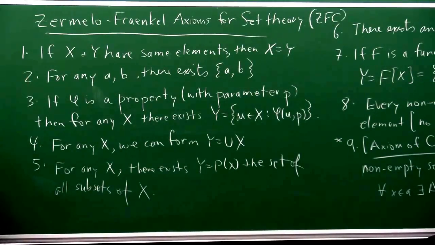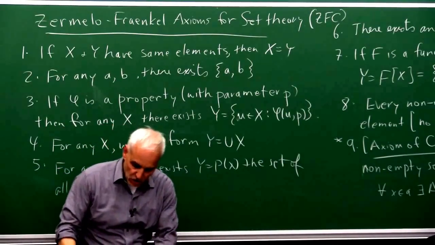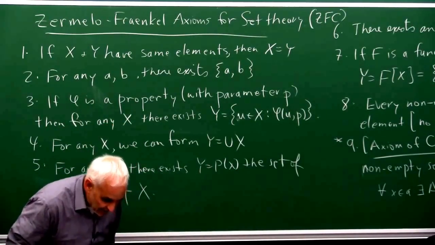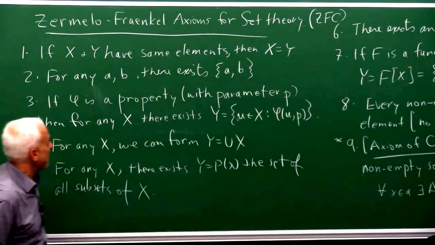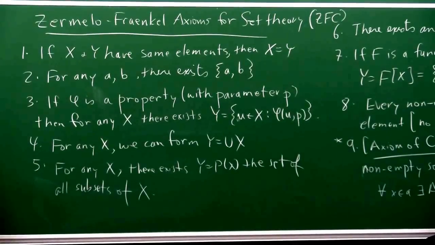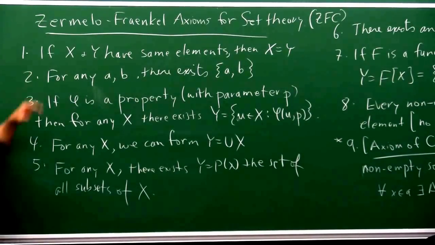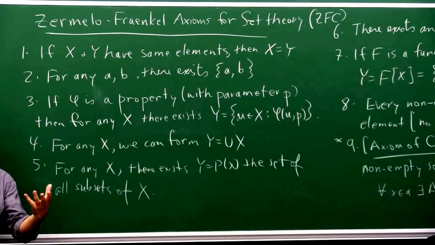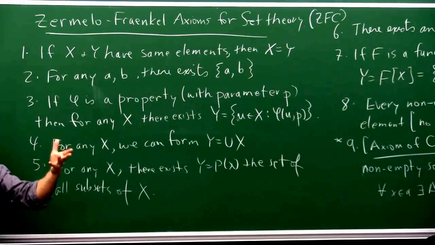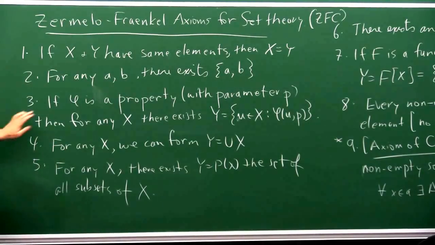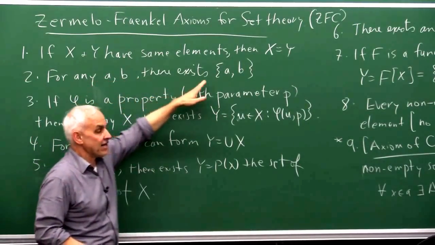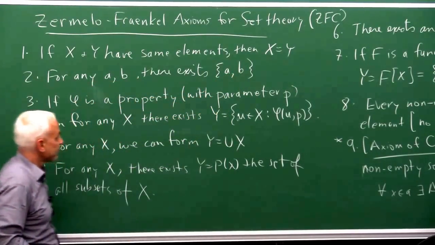So the first axiom, which has an official name, is called the axiom of extensionality. And I'm not going to tell you what all the names are because I don't know them myself. Okay, if X and Y have the same elements, then they're equal. If you have two sets whose elements are the same, then they're equal. Fair enough. For any A and B, you can form a set consisting of A and B.